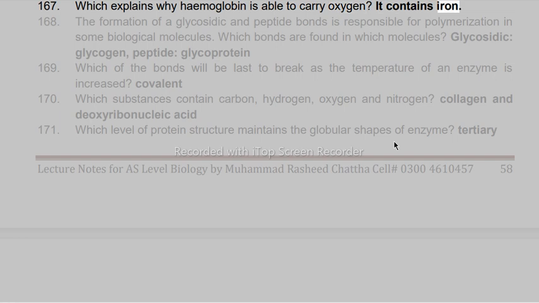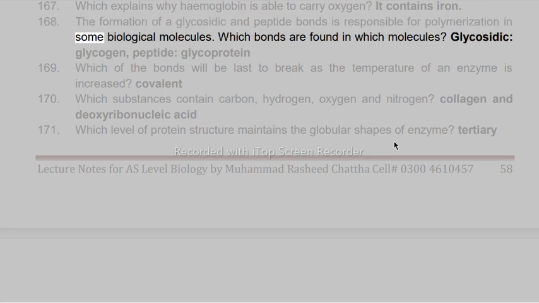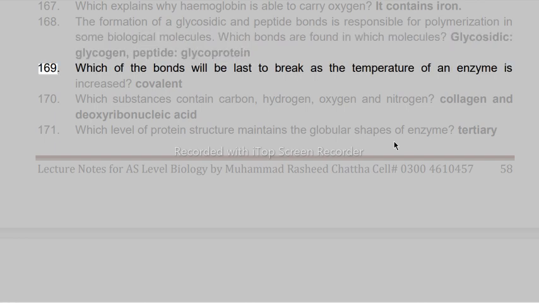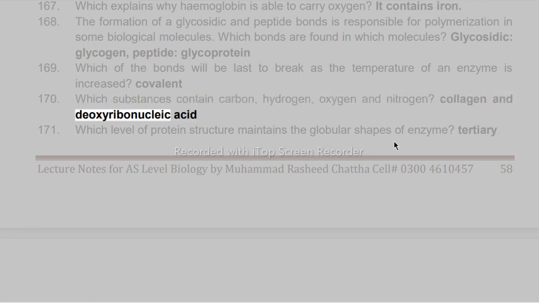It contains iron. 168. The formation of glycosidic and peptide bonds is responsible for polymerization in some biological molecules. Which bonds are found in which molecules? Glycosidic, glycogen; peptide, glycoprotein. 169. Which of the bonds will be last to break as the temperature of an enzyme is increased? Covalent. 170. Which substances contain carbon, hydrogen, oxygen and nitrogen? Collagen and deoxyribonucleic acid.